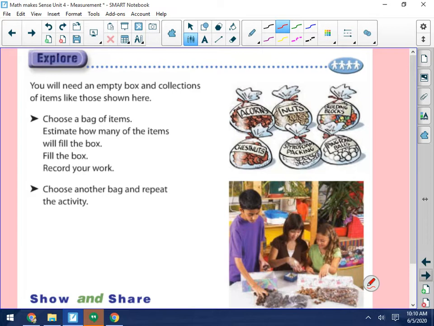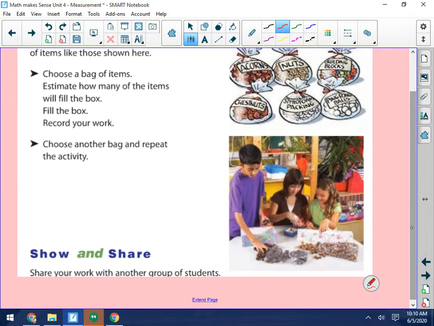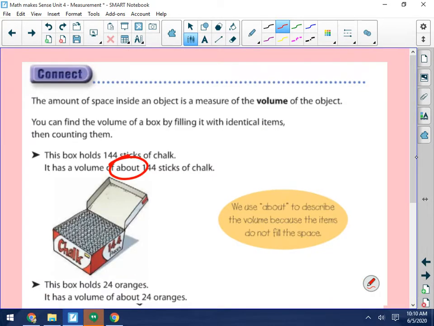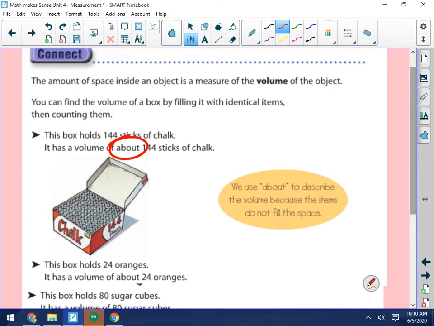We won't do this example here. The amount of space inside an object is a measure of the volume of the object, okay? How much can go inside it. And you can find the volume of a box by filling it with identical items and then counting them.